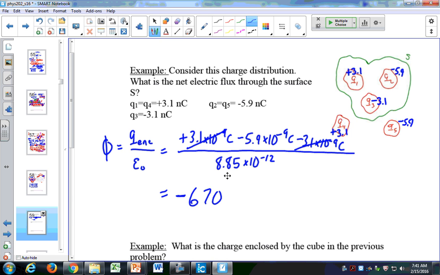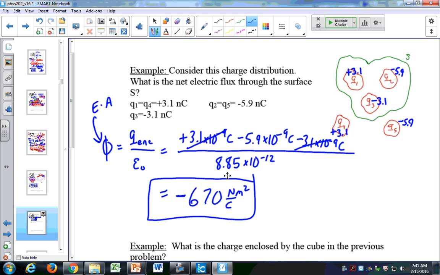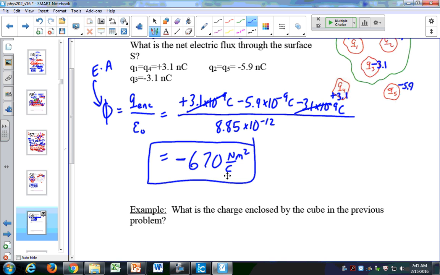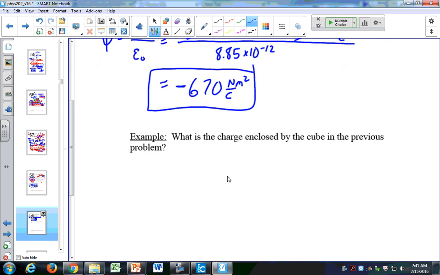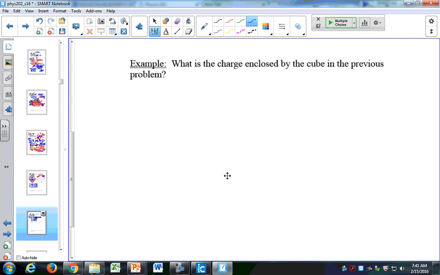Remember our units here are electric field times area. So my units are going to be electric field, which is newtons per coulomb, times meters squared. Those are my units for flux. Okay? Just applying Gauss's law there, remembering that if I have equal and opposite charges, I can just forget about those altogether, because whatever field lines are going to go out are also going to come in, and then those will negate themselves. All right, what is the charge enclosed by the cube in the previous problem?